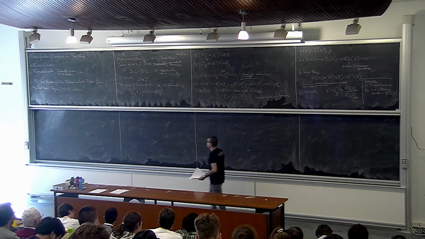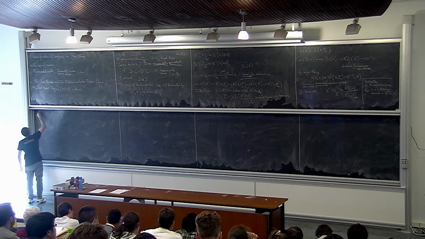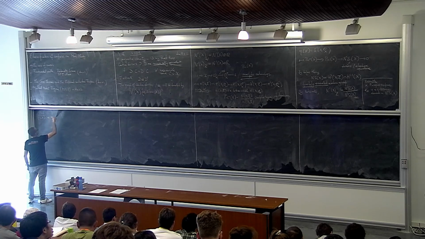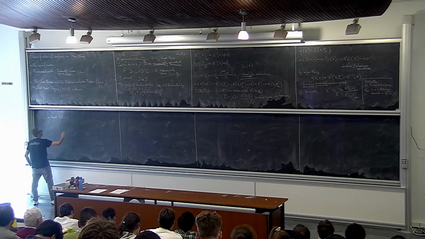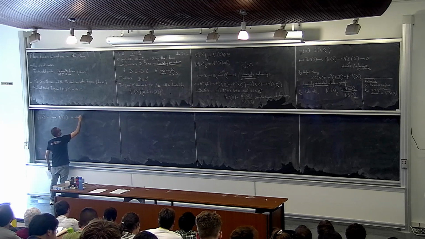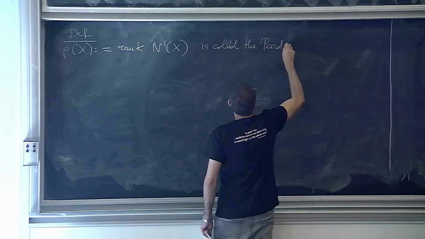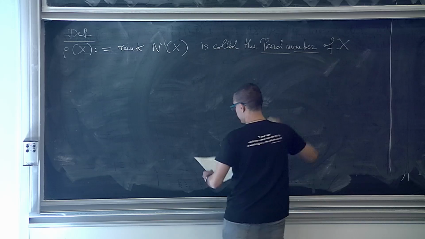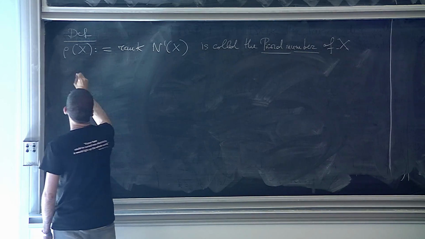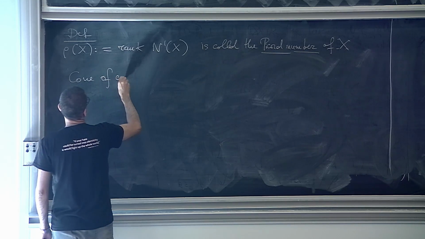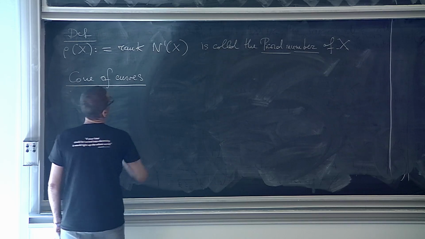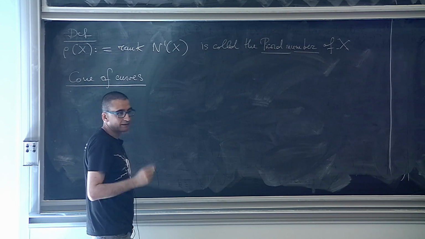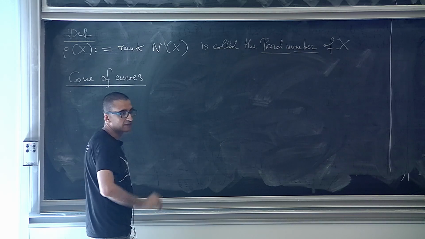So the rank of N1 of X, rho of X, defined as the rank of N1 of X over Z, is called the Picard number of X. Cone of curves. For instance, if you take P^n, the Picard rank is 1, and the group is generated by the hyperplane divisor.